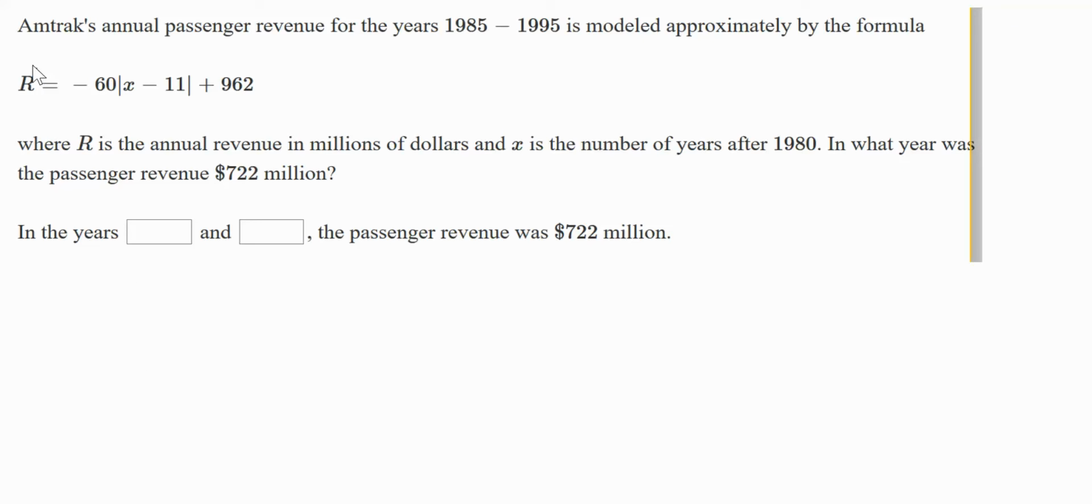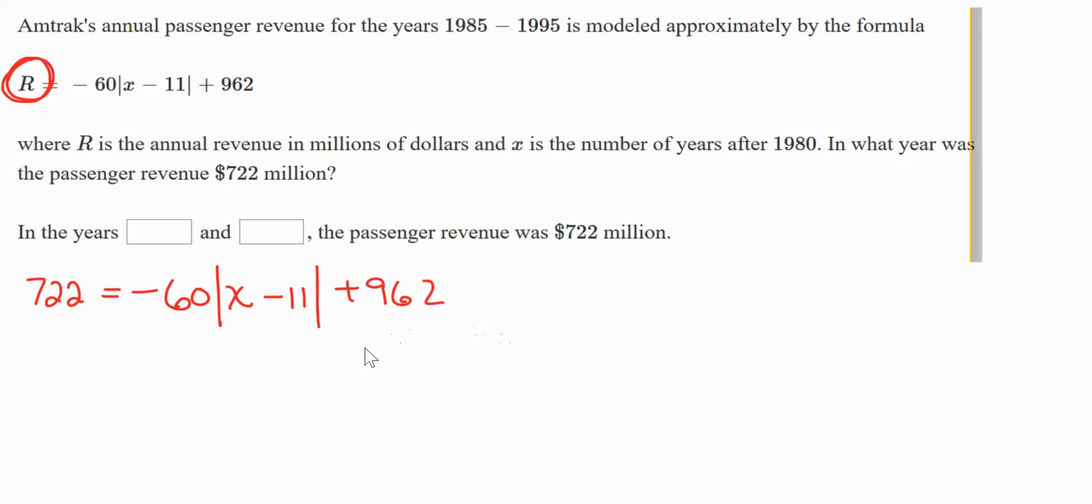All right, so looks like we're going to plug in the 722 for R over here. So this will be 722 is equal to negative 60 absolute value of X minus 11, plus 962. Okay, in order to get rid of this absolute value, this has to be all by itself first. So we've got to move things around. First thing we've got to move is this guy here over to the other side.